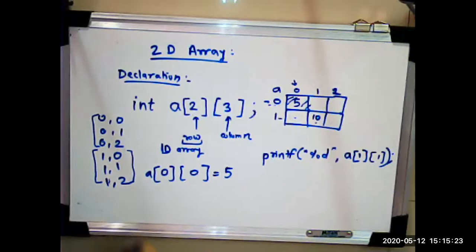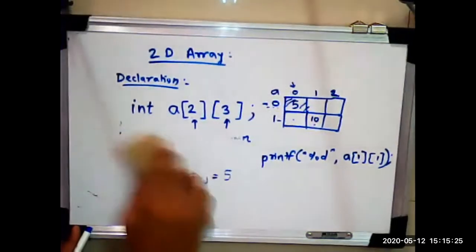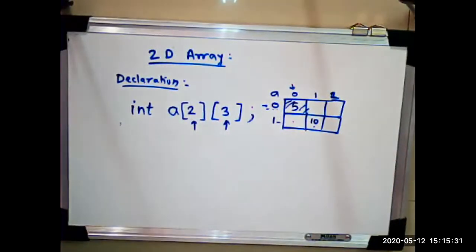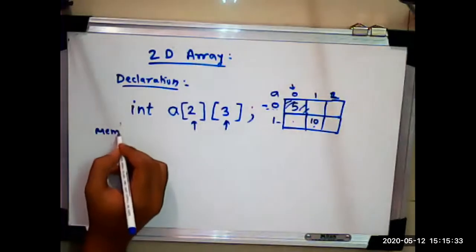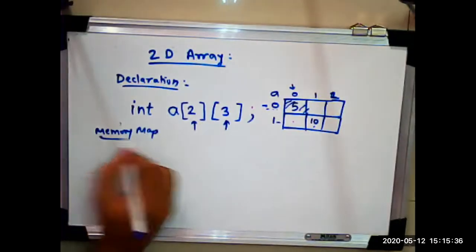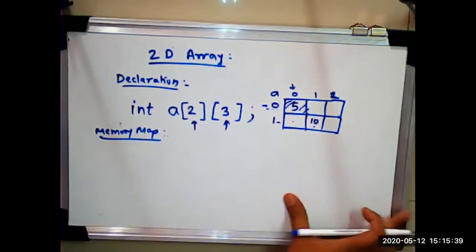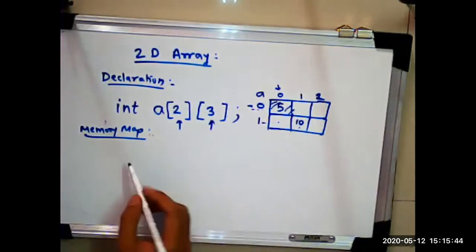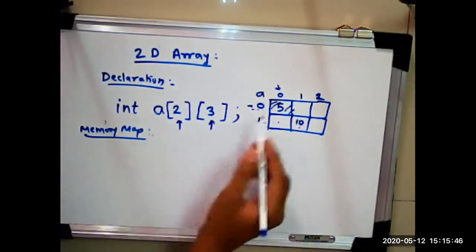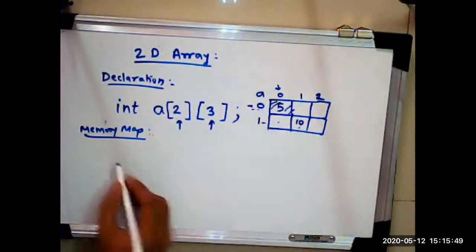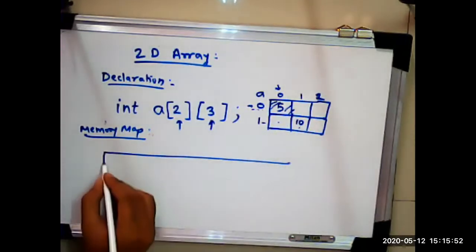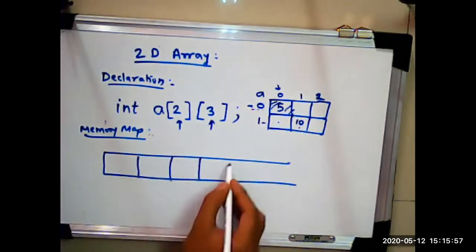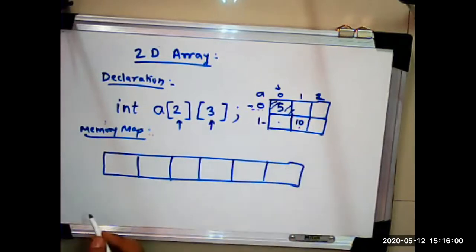Okay, next one is how this 2D array is stored in your memory location. Actually, we will see the memory map of the 2D array. Okay, so for understanding purposes we draw this 2D array like that. But in memory, your 2D array is not stored in this format. The 2D array is stored in a consecutive memory format. Okay, so this is 0 1 2, 0 1 and 2, so total 6 elements are there.